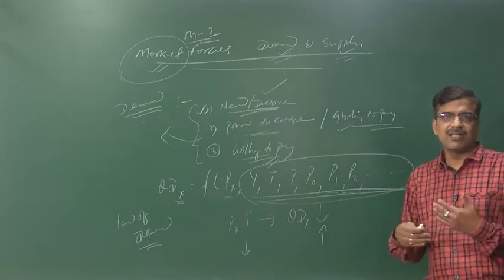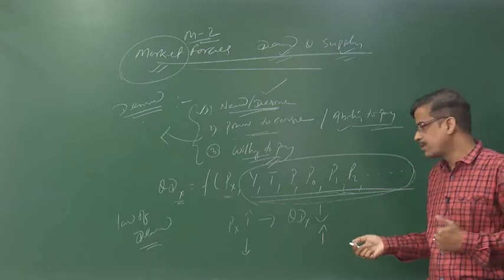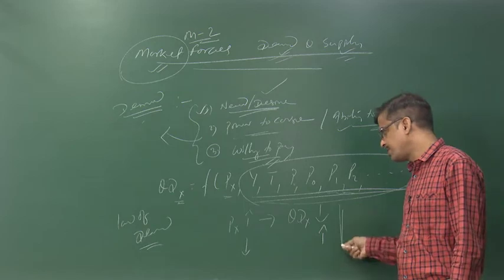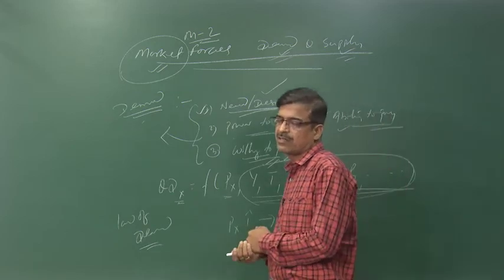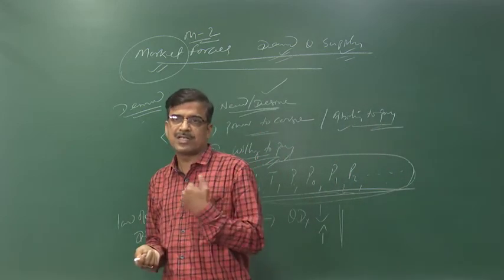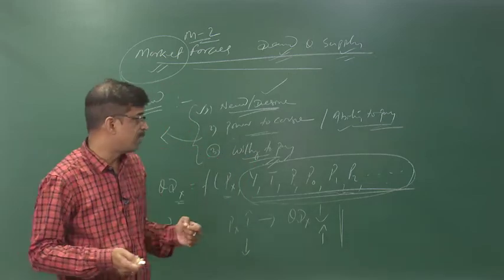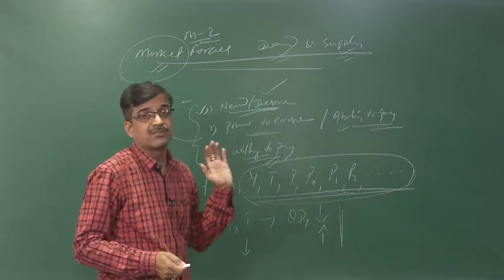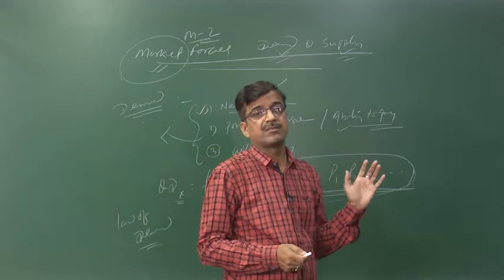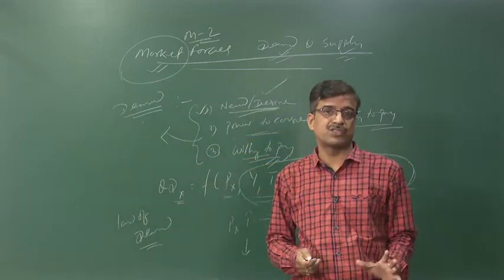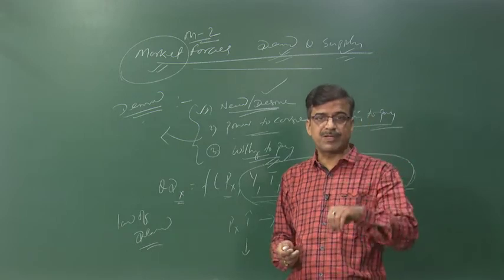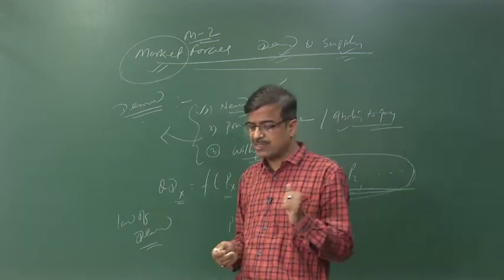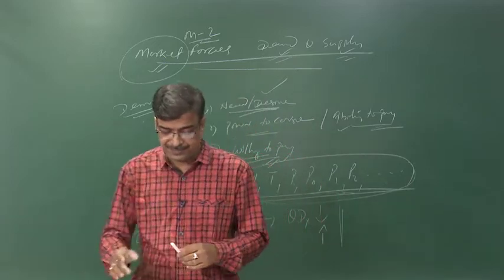So, there is an inverse relationship between price and quantity demanded, right. Price and quantity demanded are inversely related to each other. That is the law of demand. But remember, while we are explaining this law, we have to assume other things remain constant. When the price of a product falls, quantity demanded increases and vice versa. That is called the law of demand.